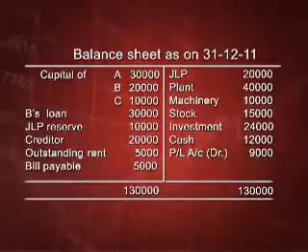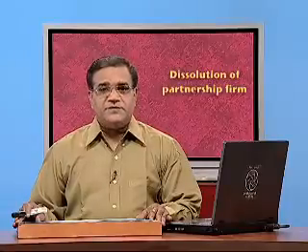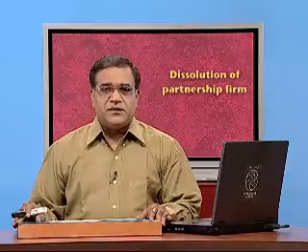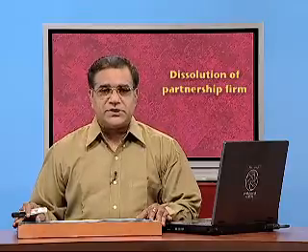Okay. Now let us start with one full question on dissolution to see all the journal entries and their effect on the capital account and how the cash account tallies in the end. Let us examine this balance sheet. In this balance sheet, capital accounts are given, B loan is there, joint life policy reserve is there, creditors, outstanding rent and bills payable are there on the liability side, and on the asset side JLP is there. Please remember that point, if JLP and JLP reserve are given, both will be transferred to realization account.